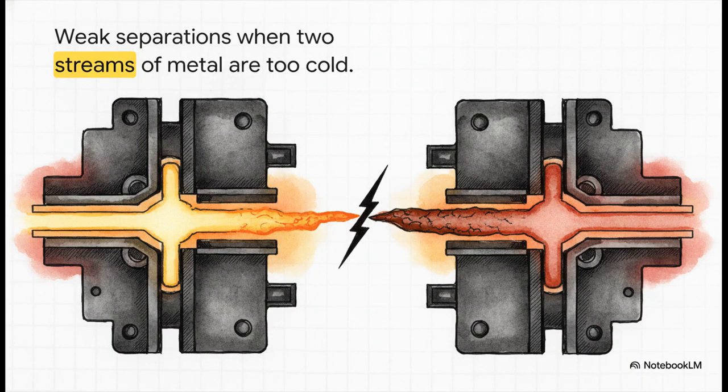Very similar to cold shots, we have cold shuts. In complex molds, manufacturers often pour metal from two different channels to distribute it evenly. But if those two streams of liquid metal meet when they're too cold, or maybe they've oxidized, they just bounce off each other instead of actually fusing together. This creates a massive, completely hidden separation point that severely weakens the entire structure of the final part. Definitely not what you want.